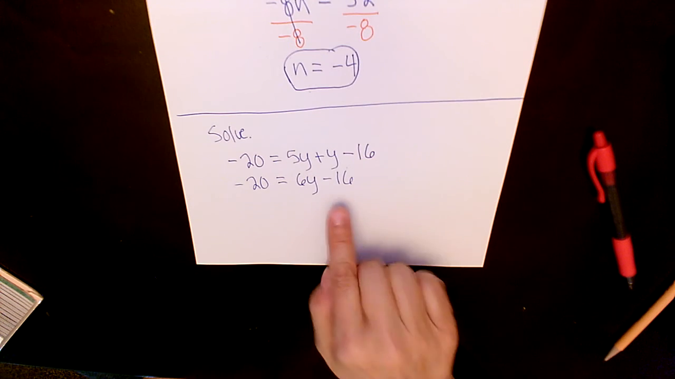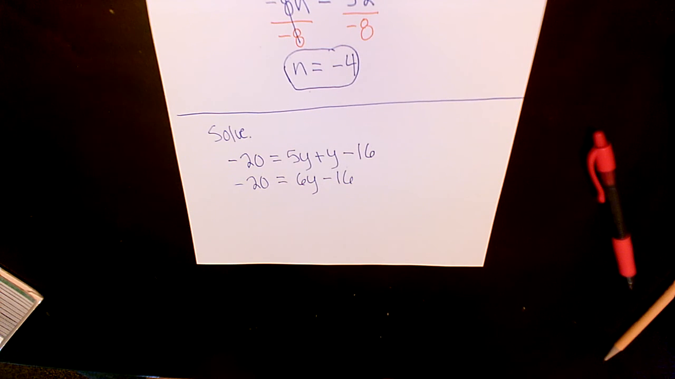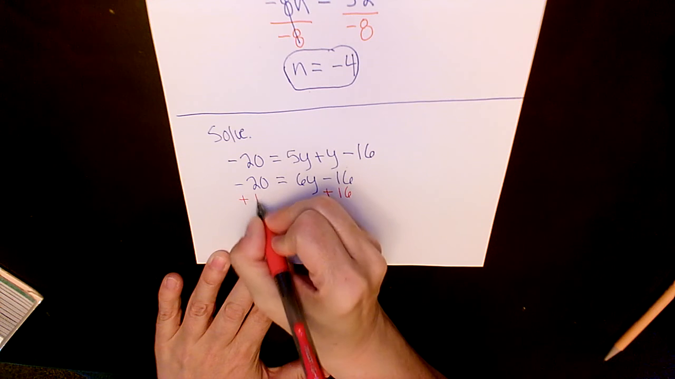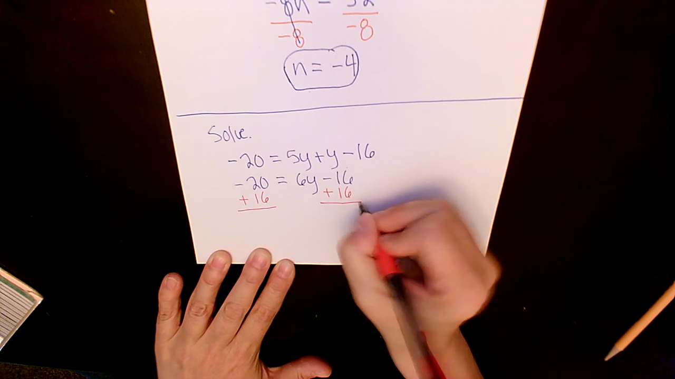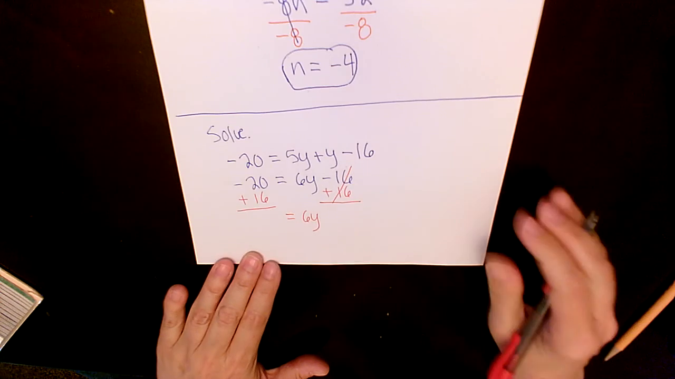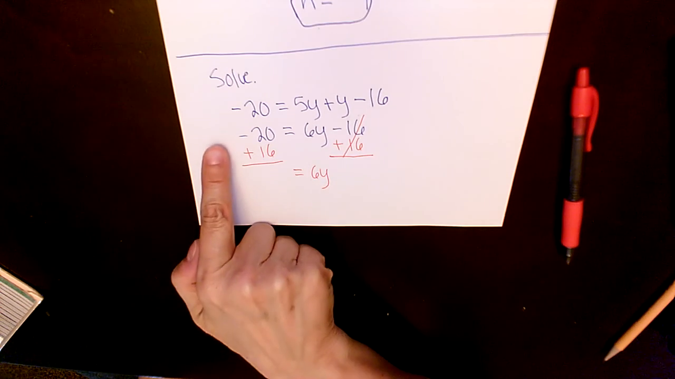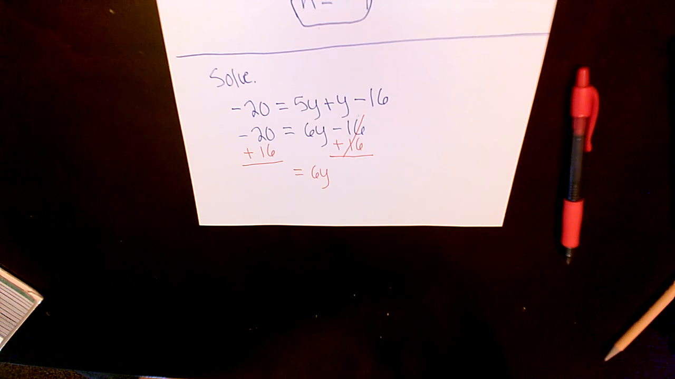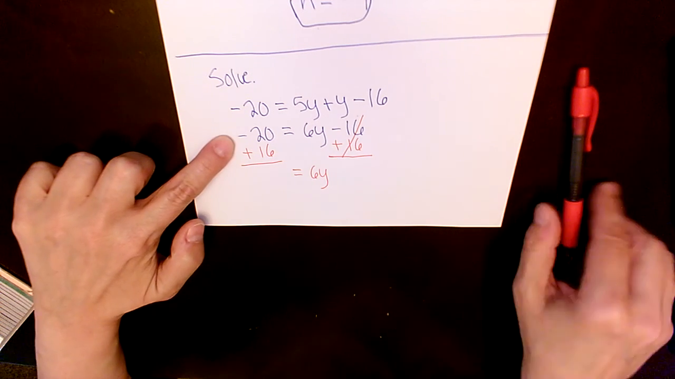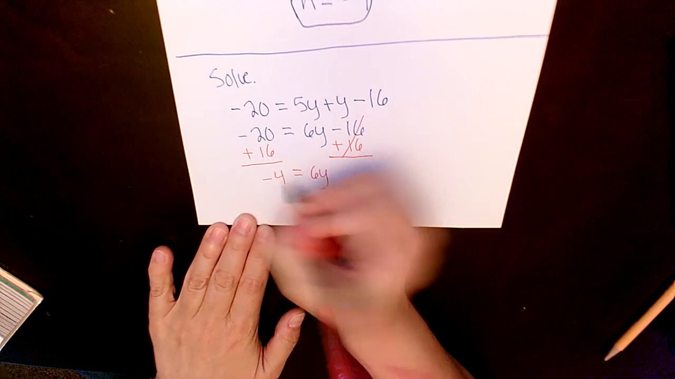Okay, and then second step, we're either going to add or subtract. Well, I'm subtracting a 16, so I want to add a 16. I want to do the opposite. I'm going to add a 16 to both sides. And these are going to drop out. And the 6y comes down. And remember, when I have a negative and a positive, I subtract. So 20 minus 16 is 4, but it's a negative 4 because I have more negatives with the 20. So this is a negative 4.